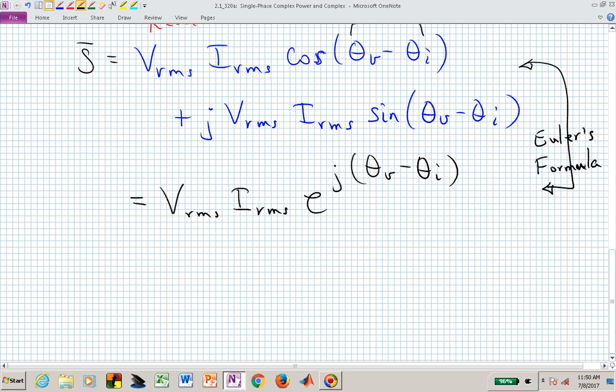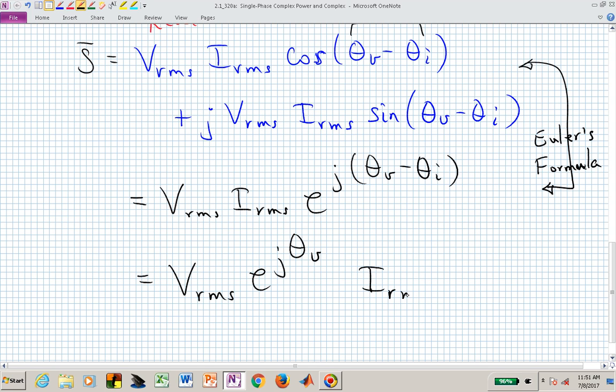Another nice feature now is that, because of the way that we can manipulate complex exponentials, we can factor that e to the j quantity theta sub V minus theta sub I into two pieces. And let's pull the theta sub V angle term close to the voltage piece. So we now have V RMS e to the j theta sub V.